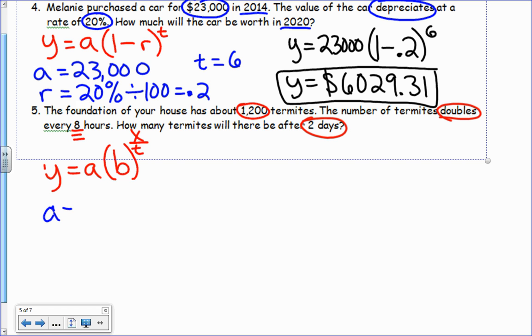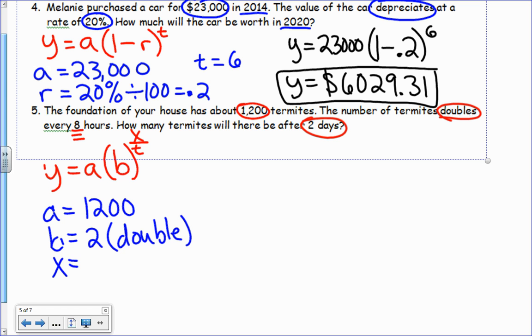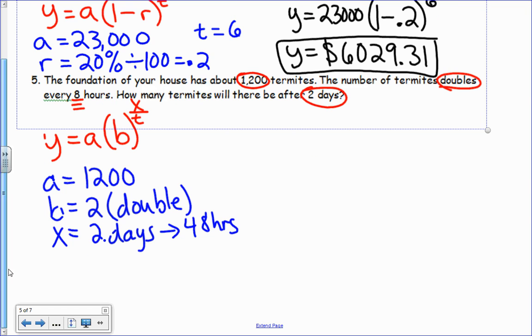My A value is where I start. It's 1,200. My B value is 2 because it says my growth rate is that the termites are doubling. X, my total time, is 2 days. But I want to convert that into hours. So 2 days is 48 hours. And my T value, or the time it takes to repeat, is 8 hours because it says that the number of termites doubles every 8 hours.